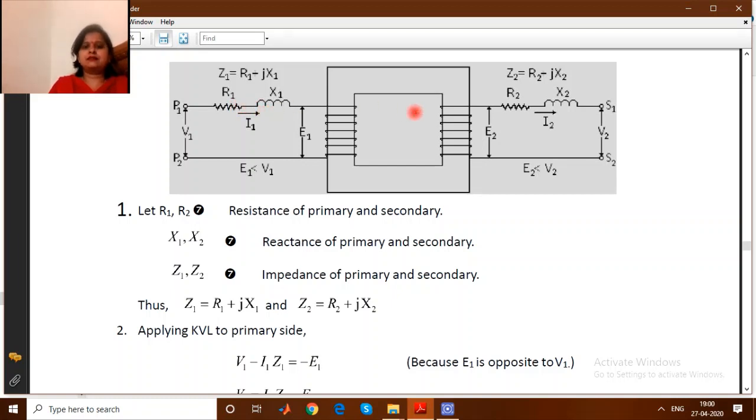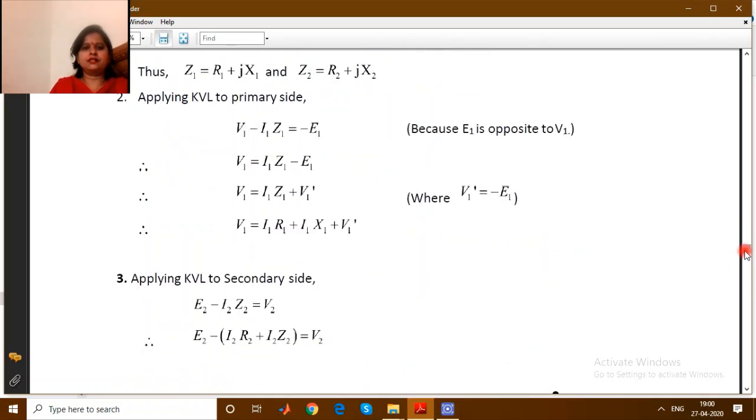So this is basically the circuit diagram of a practical transformer. Here you can see the reactances of primary and secondary, X1, X2, and Z1, Z2, the impedances of primary and secondary. So Z1 is equal to R1 plus jX1 and Z2 is equal to R2 plus jX2. Same, apply KVL on both sides, we will have the voltage equations of the transformer.